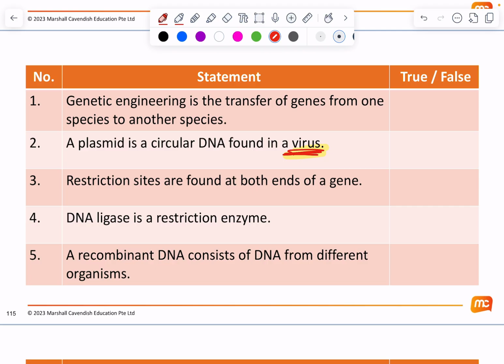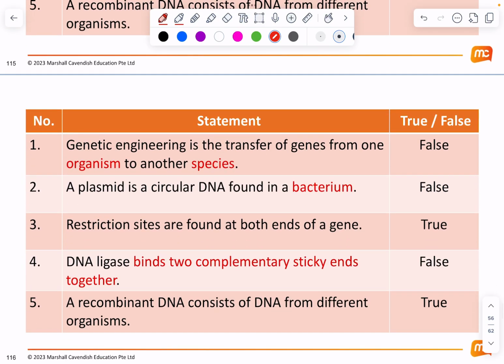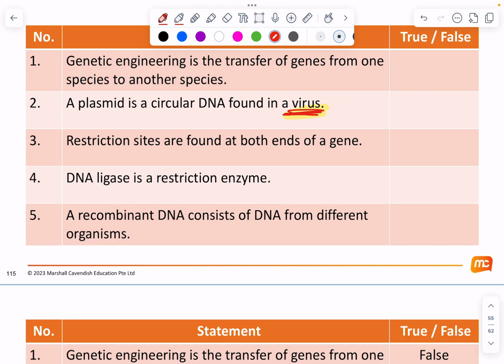Restriction sites are found at both ends of a gene. This is very true. That's why you are able to circularize it. It's not just one side, but both sides. And for DNA ligase, it's a restriction enzyme. This is wrong.